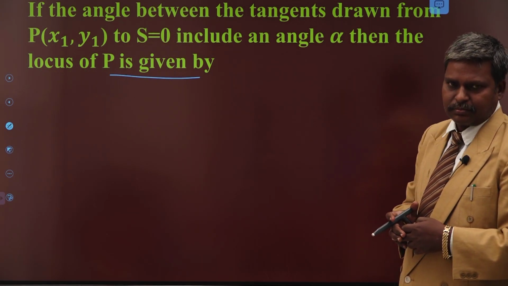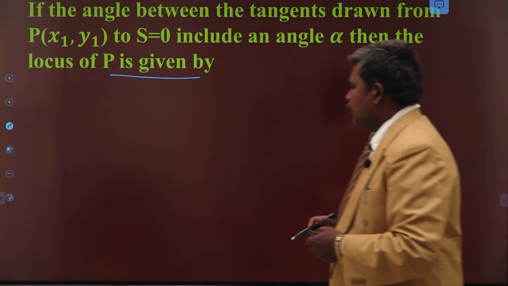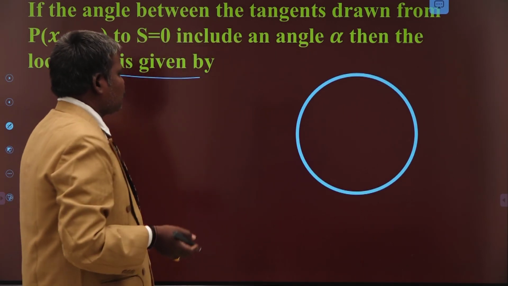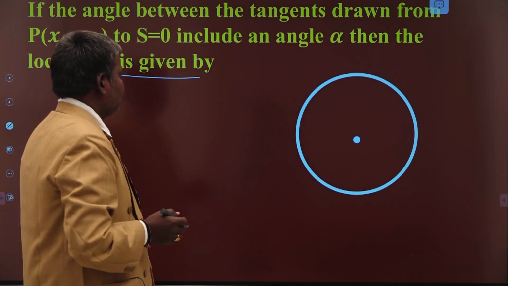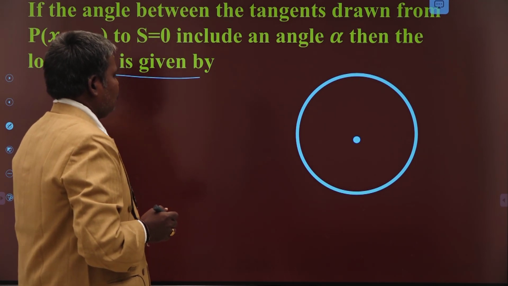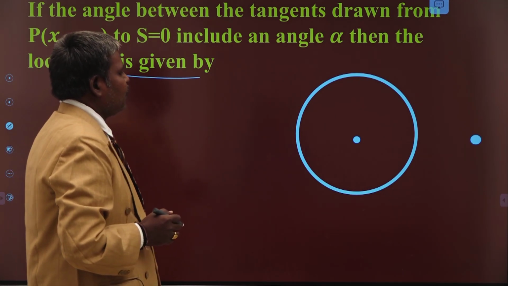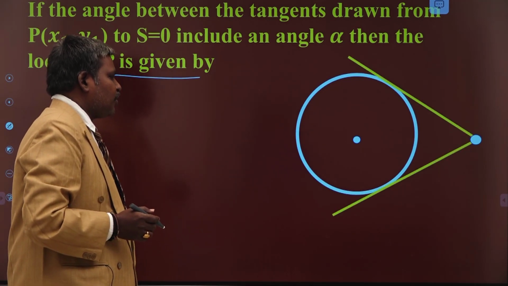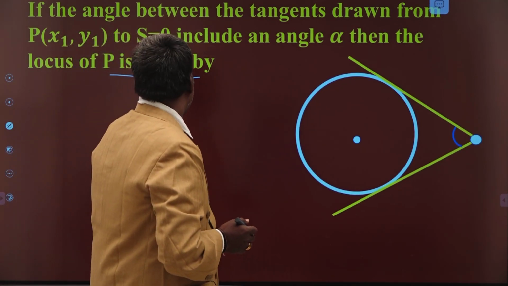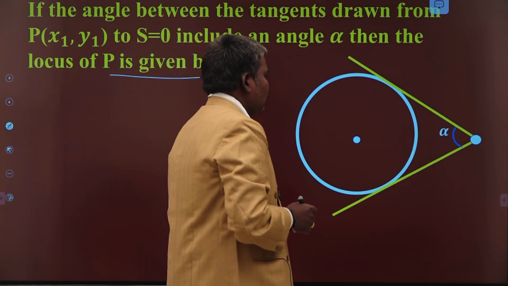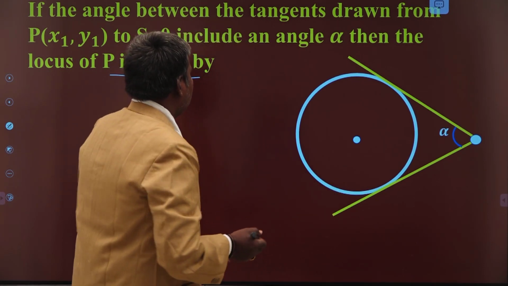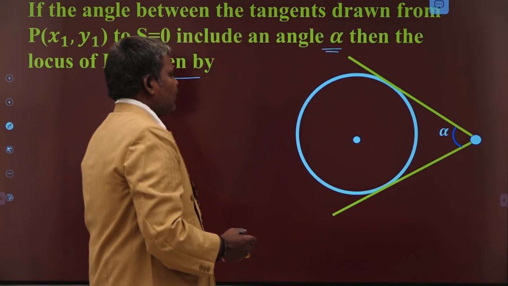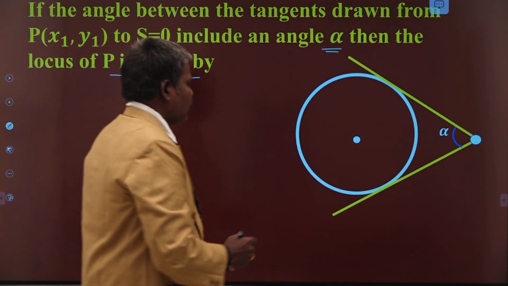is alpha. That's all. See here, this is the circle x square plus y square plus 2gx plus 2fy plus c equal to 0. This is the center of the circle. Now that is the point P which is external to the circle. Tangents are drawn from P to the circle whose angle between them is theta or alpha. We have to find out the locus of the point of intersection of tangents whose angle between them is alpha. Simple question.